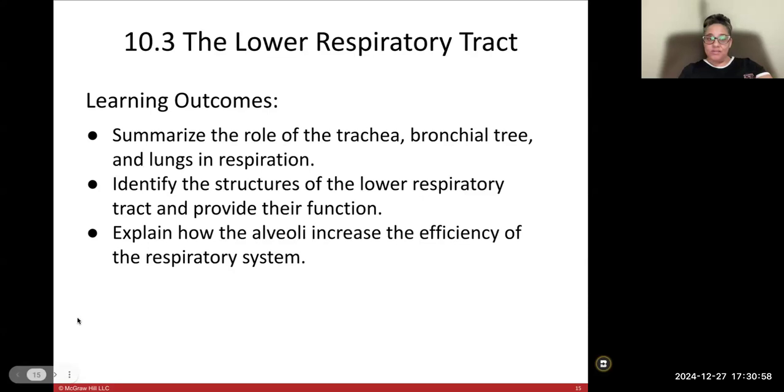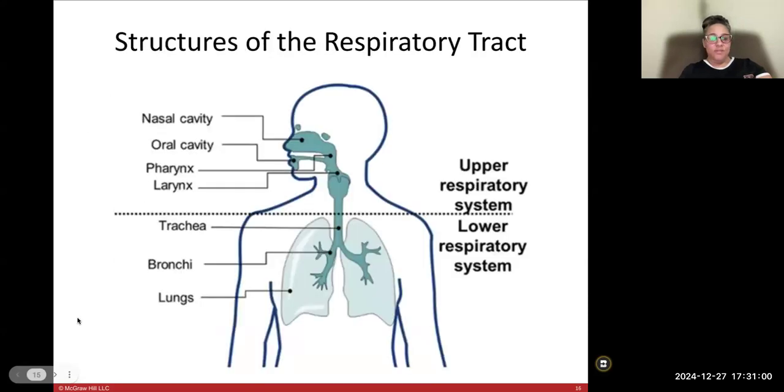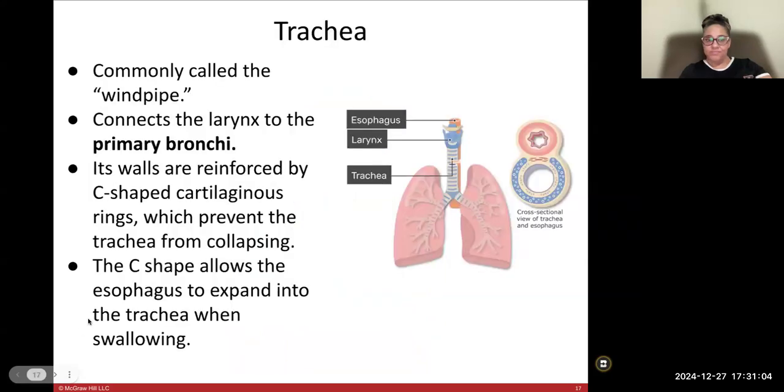The lower respiratory tract. You have the trachea, the bronchi, and the lungs. All the structures in there. The trachea is commonly called the windpipe. It's where the air moves in and out every second of every day. It connects the larynx to the primary bronchi. Its walls are reinforced by C-shaped cartilaginous rings, which prevent the trachea from collapsing. The C shape allows the esophagus to expand into the trachea when swallowing.